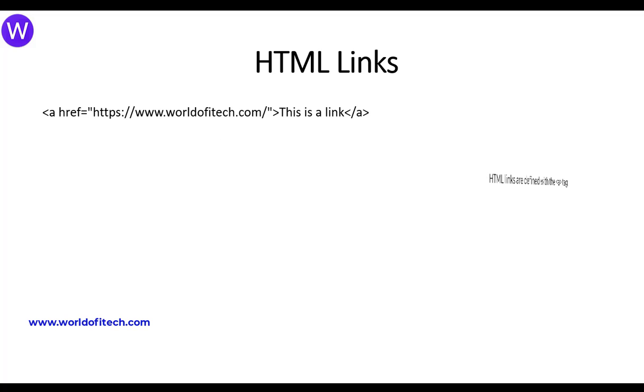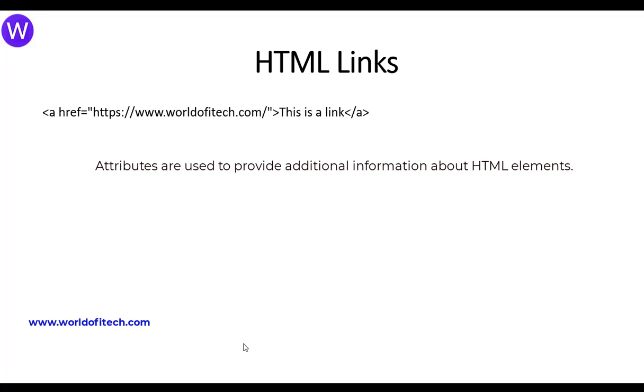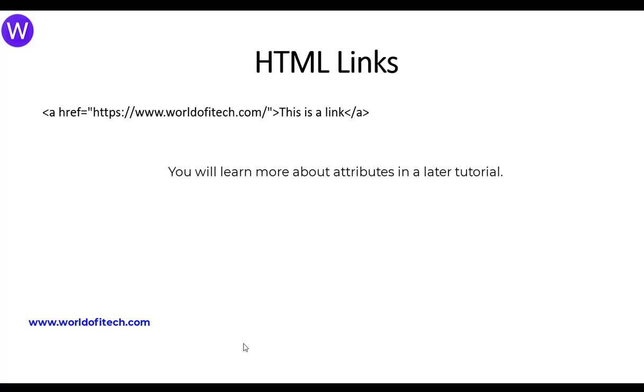HTML links. HTML links are defined with the A tag. Example: href, Worldofitech.com, this is a link. The link's destination is specified in the href attribute. Attributes are used to provide additional information about HTML elements. You will learn more about attributes in a later tutorial.